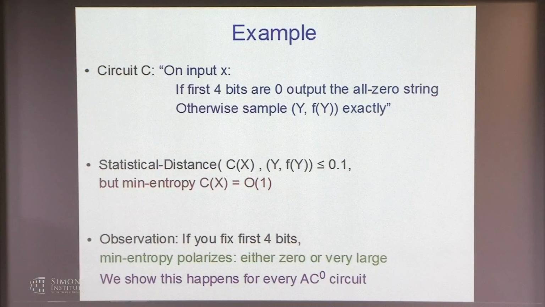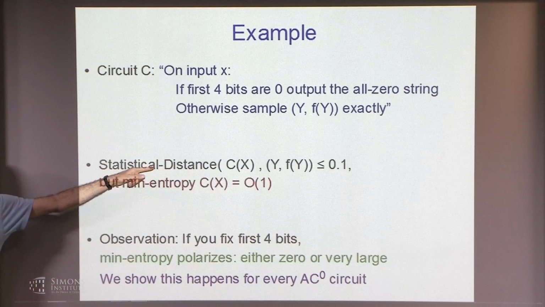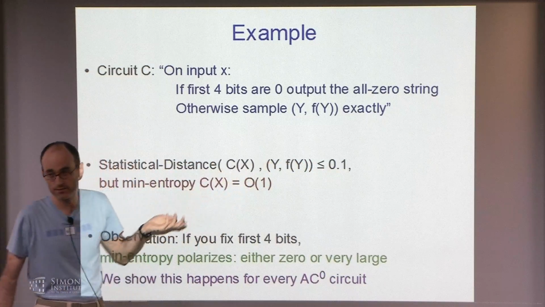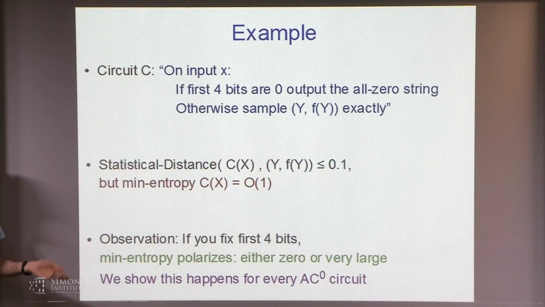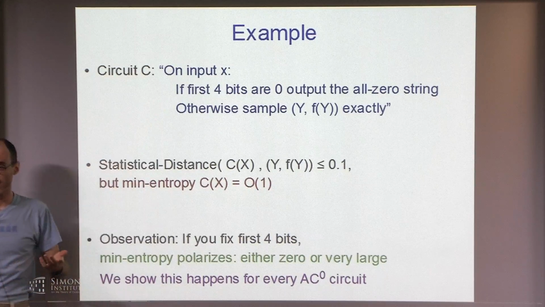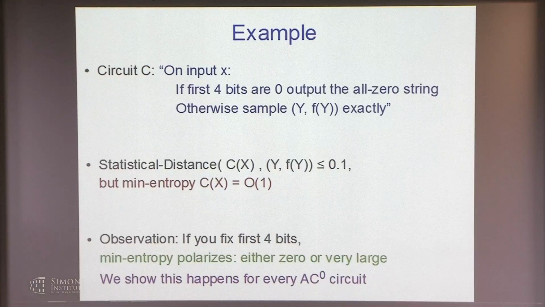Okay, so now clearly, the statistical distance of this distribution from y for y is at most 0.1. But the min-entropy is constant, because if you just fix 4 bits, you fix the output. So this is why we couldn't get it in the purest way. Now I'm trying to overcome this barrier and push the sampling over bound to something very close to half.